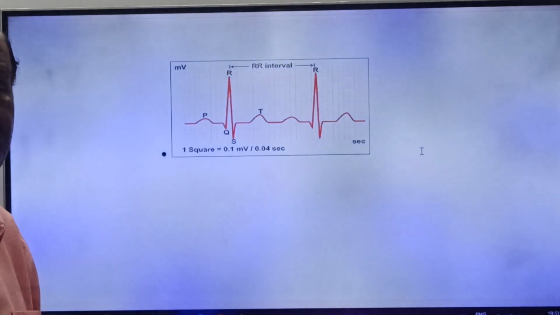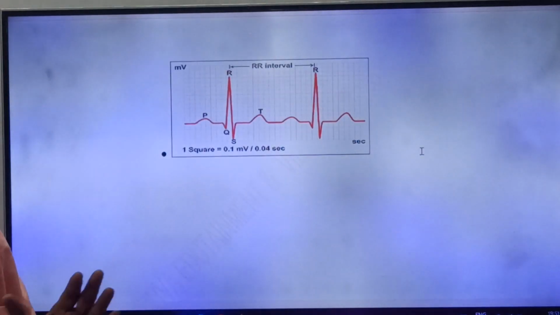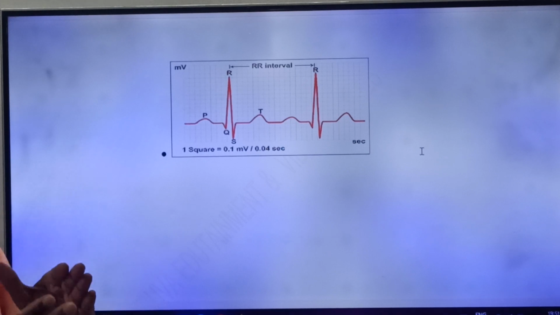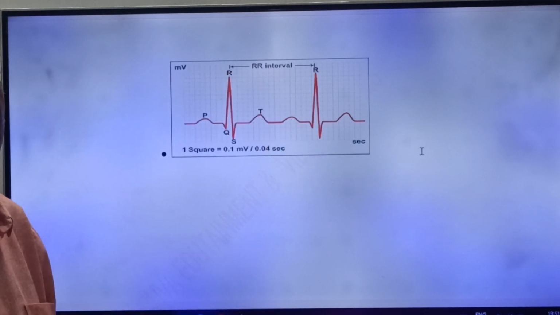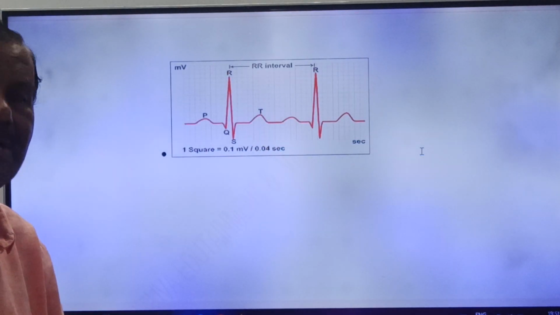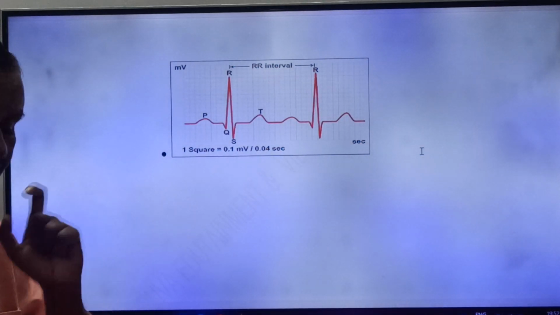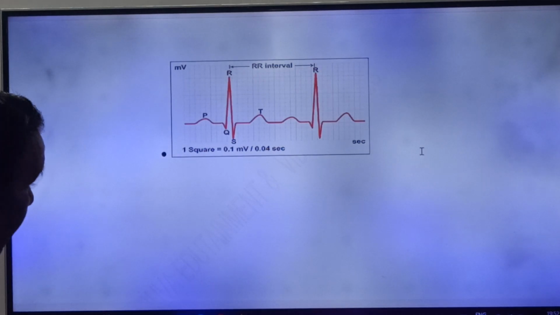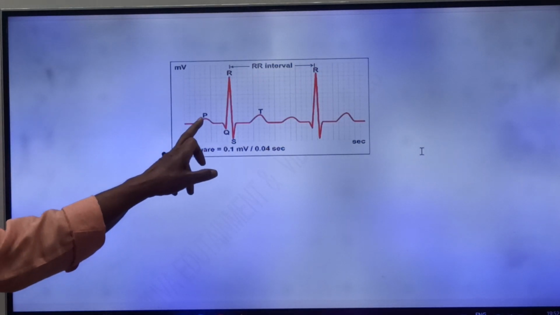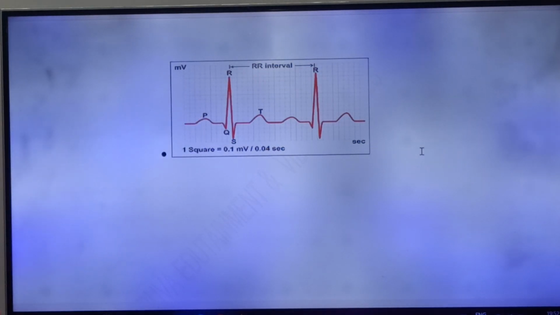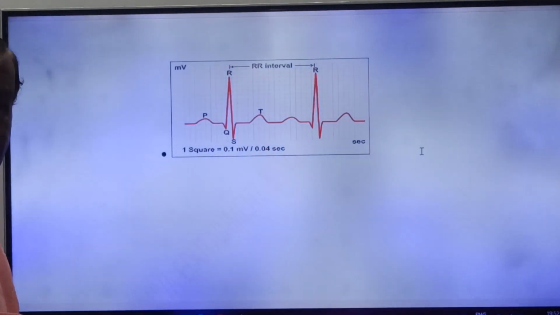depolarization, friends. You know what is depolarization? Change in the ionic balance. So negative ions move to the ECF, positive ions move to the ICF. That is called as what, friends? Depolarization. So the P wave represents what? This is the P wave. It represents atrial systole or atrial contraction or contraction of the atria, or you may say atrial depolarization.